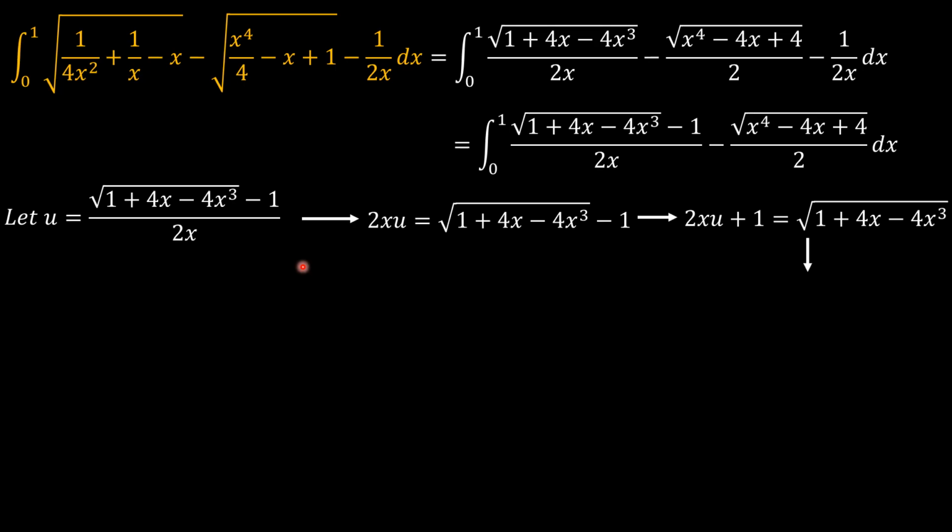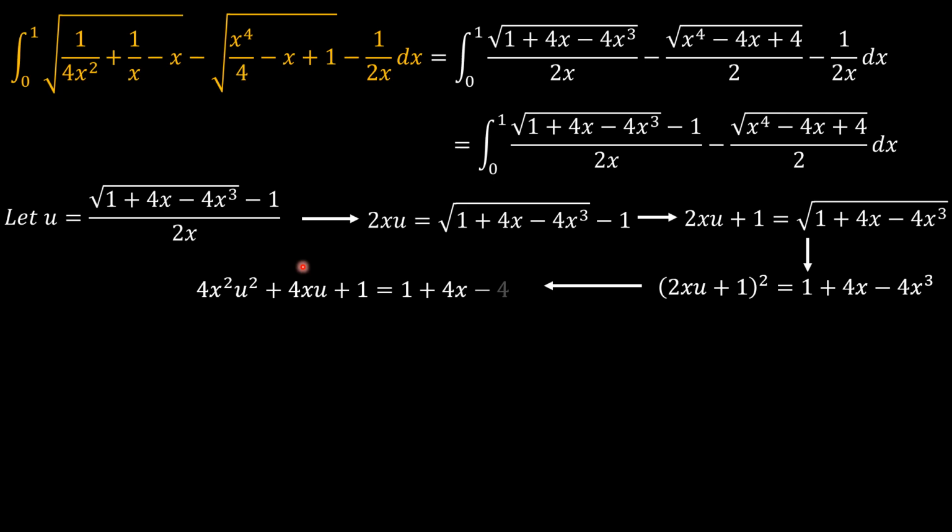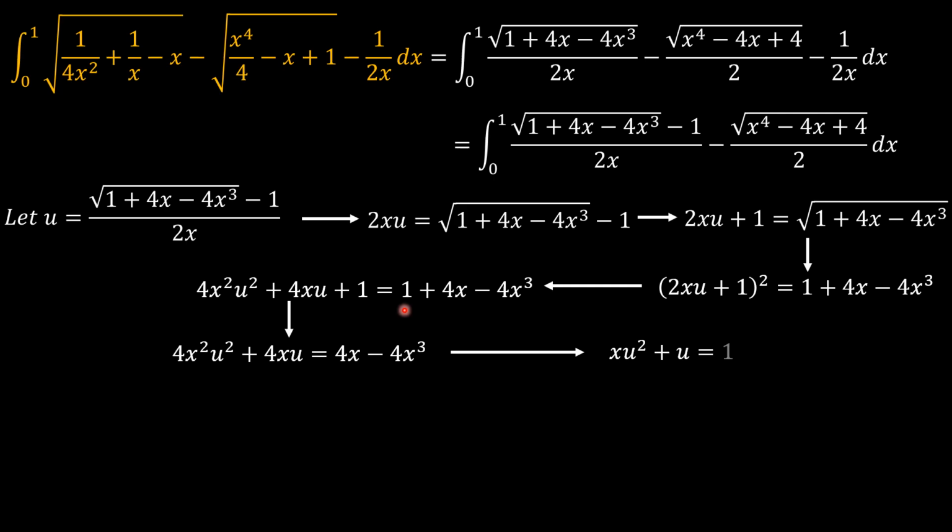If I square both the left and right hand side, that allows us to now get 4x squared u squared plus 4xu plus 1 equals 1 plus 4x minus 4x cubed. Now this 1 and this 1 would cancel each other, so we have 4x squared u squared plus 4xu equals 4x minus 4x cubed. What about if we divide both sides by 4x? So we are left with xu squared plus u equals 1 minus x squared.